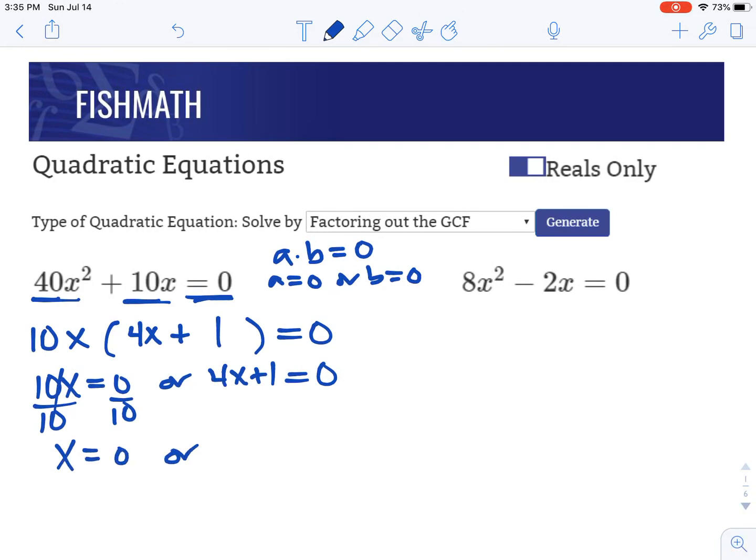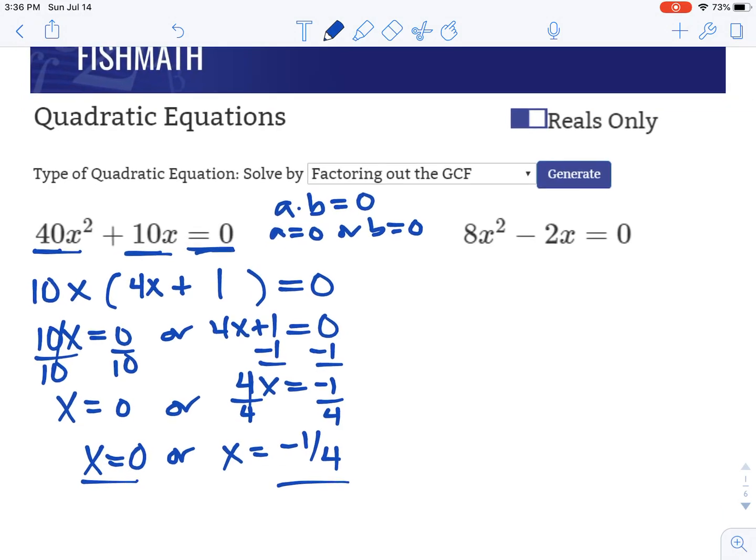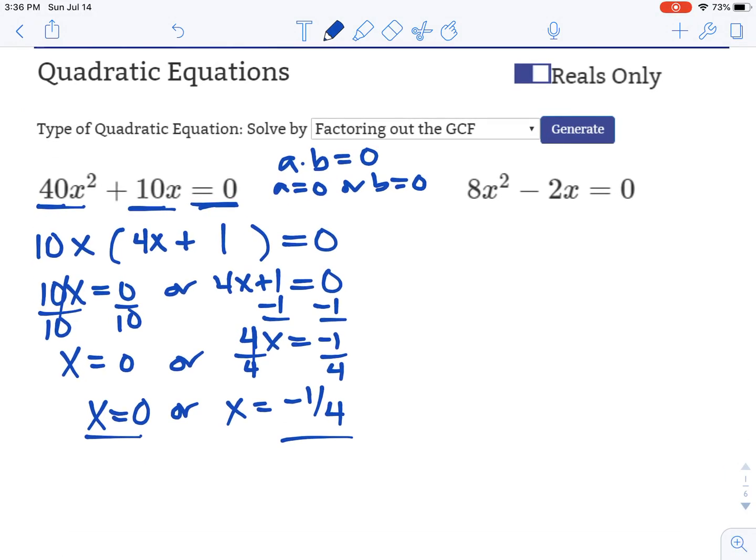Or for this one, to solve for x, we just do our two steps. 4x equals negative 1. Dividing by 4 gives us x equals negative 1/4. We've got to say or here because x can't equal 0 and negative 1/4. It can be one or the other, so it's 0 or negative 1/4. You can write it in a little set notation like this, 0 comma negative 1/4. And that's how we solve that one.